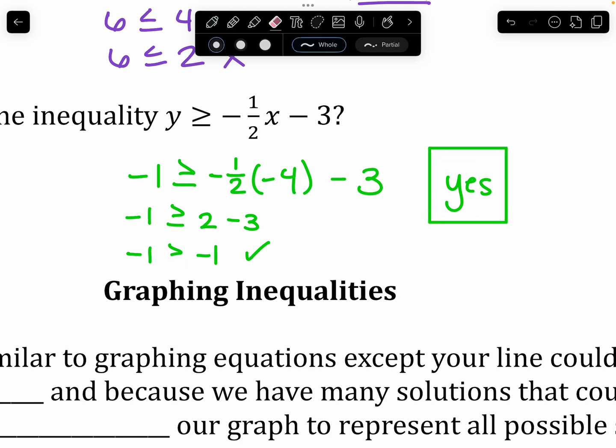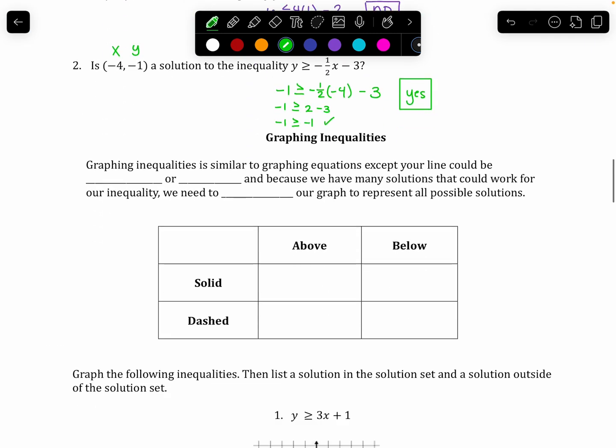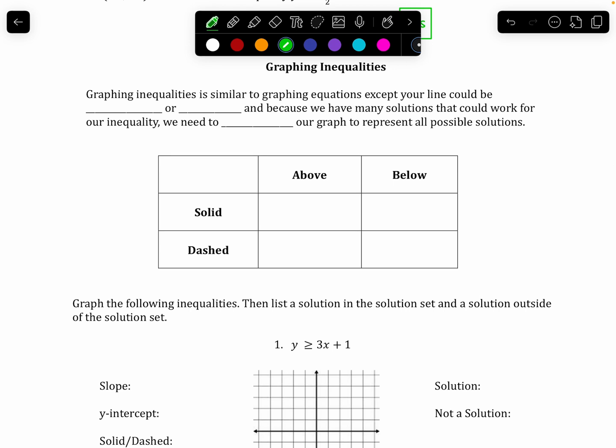If this same problem existed and I did not have that equal sign down there, then that would not be true. -1 is not greater than -1, but I do have an equal sign, so because of that, it is true, and it is a yes.